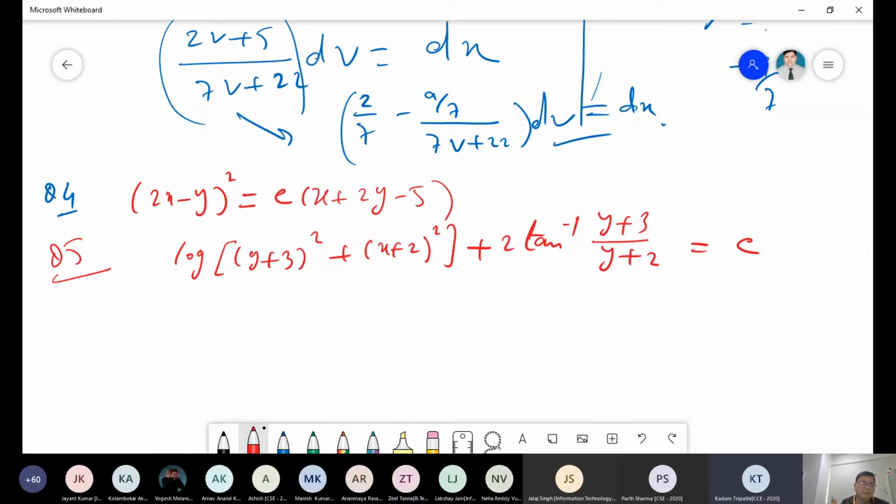Y plus 3 square, x plus 2 square, plus 2 tan inverse of (y plus 3) by (y plus 2). Is it okay? No. Anyone who got the answer? Anyone who got the answer?